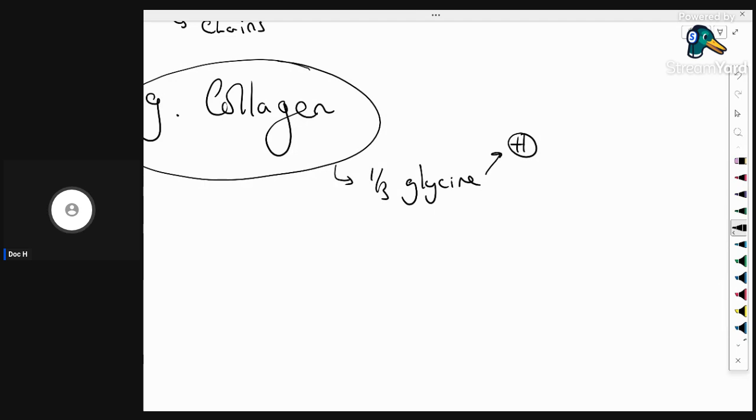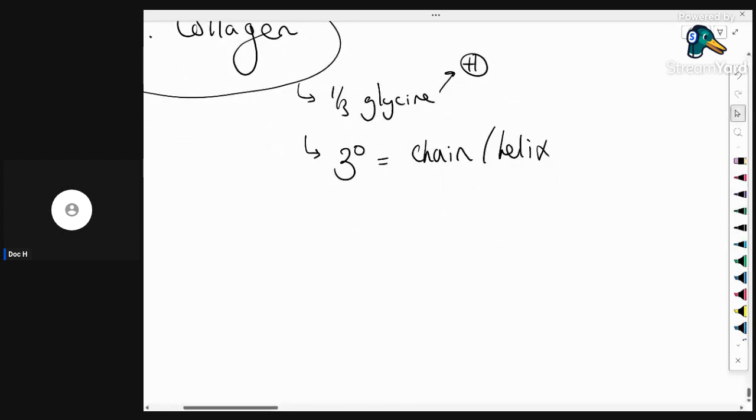The next thing is to say that the primary structure, the amino acids, fold up into a secondary structure. And the tertiary structure, this is the important bit, is a chain. Okay, it's like a helix. Not to be confused with the secondary structure, which may contain helices as well.